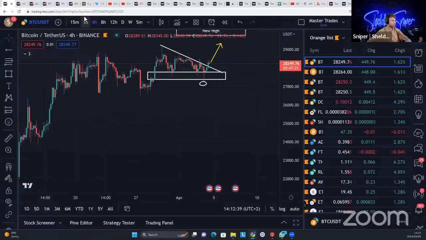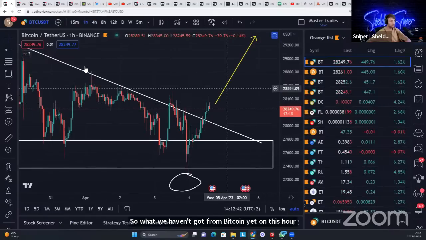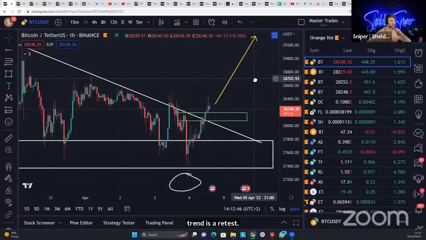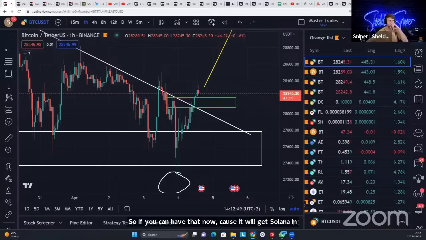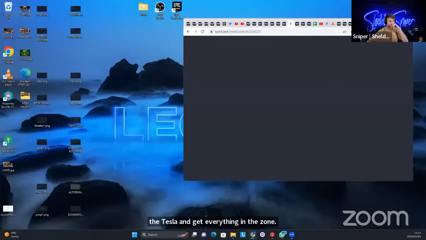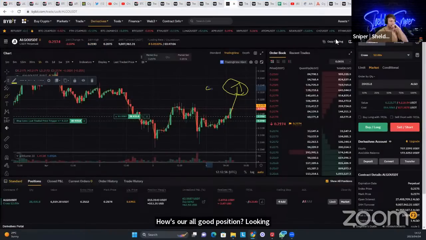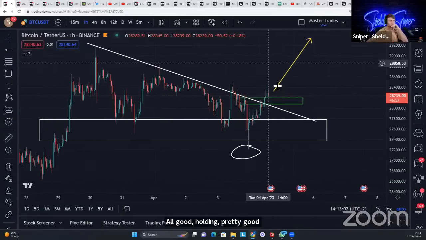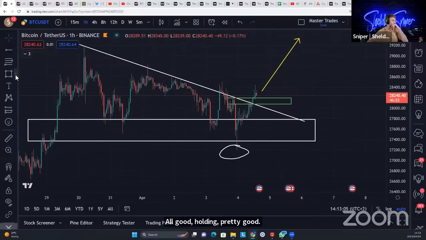So what we haven't got from Bitcoin yet on this hour trend is a retest. So hopefully we can have that now, because it will get Solana in the test zone. It'll get everything in the zone. How's our algo position looking? Algo is holding pretty good. That's what we sort of want to see. Down quick, and then we can start to make our way to the upside.